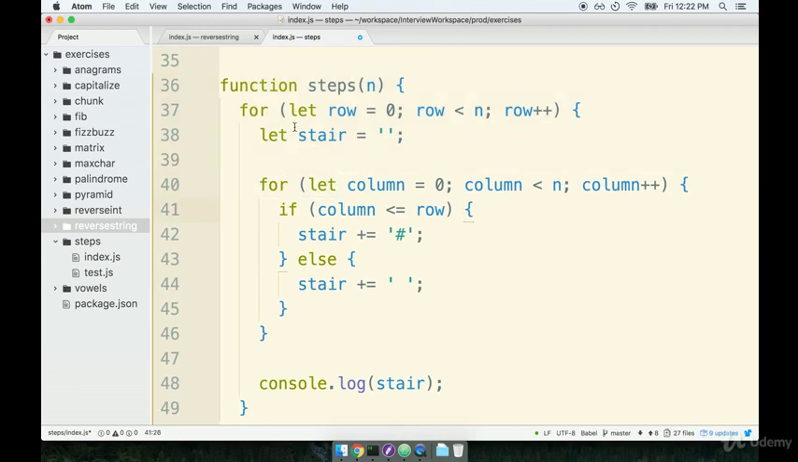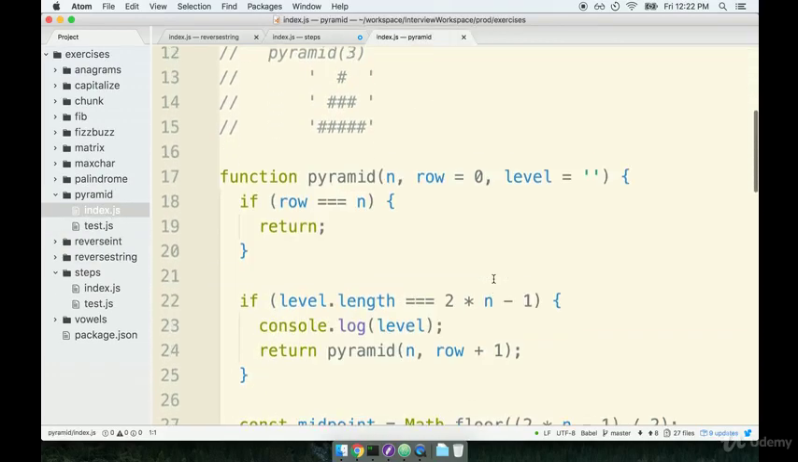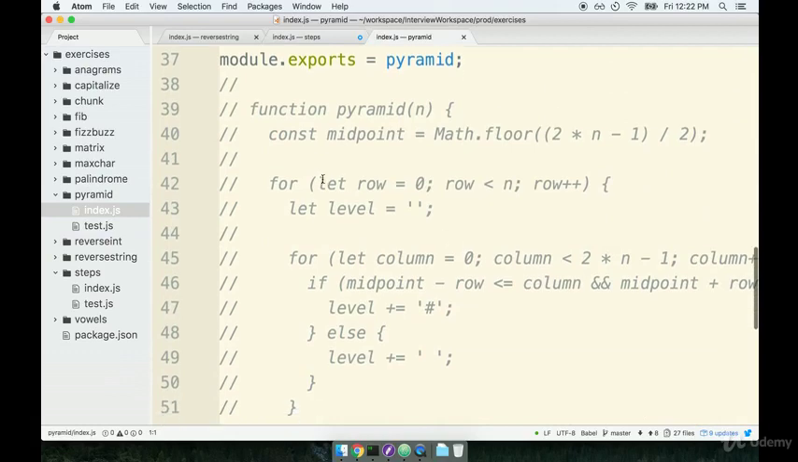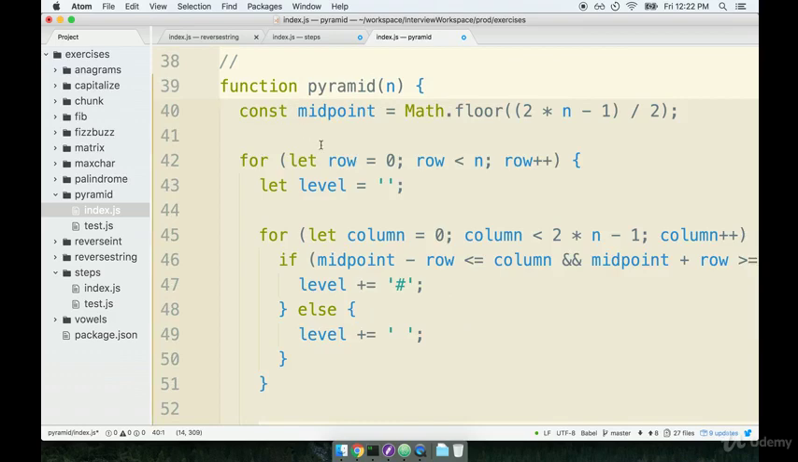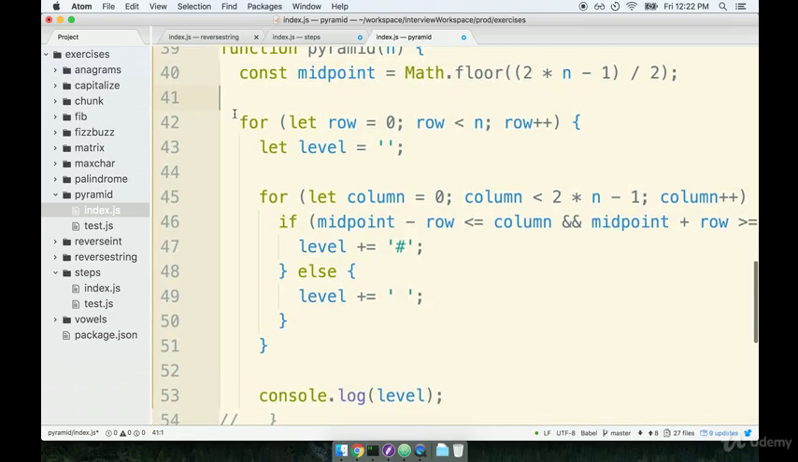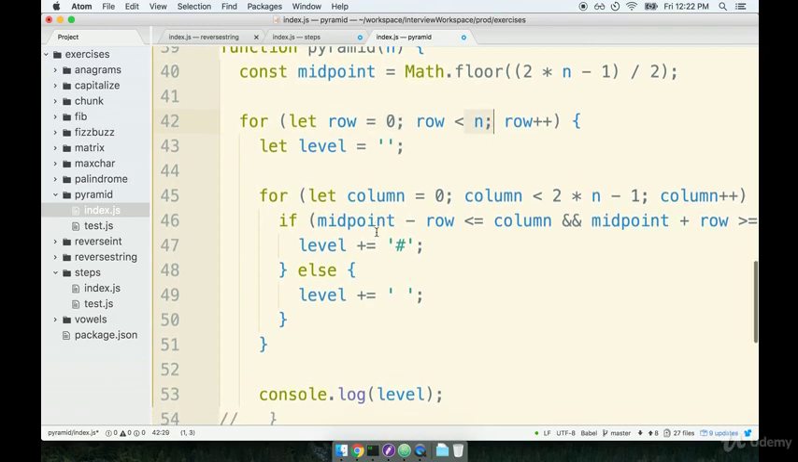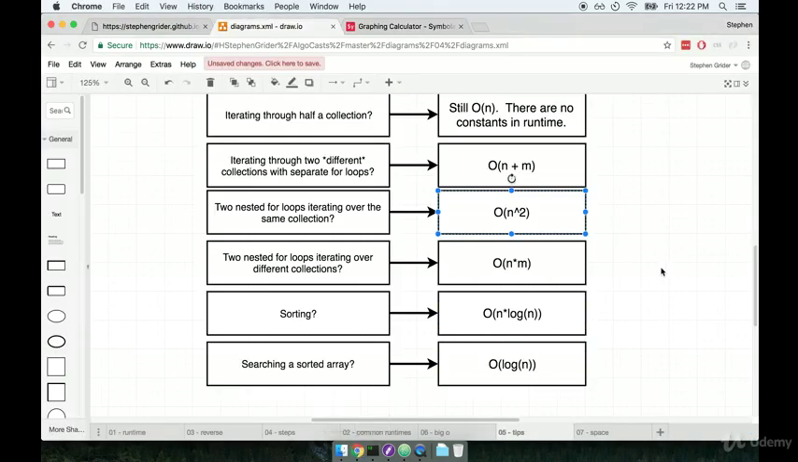Here's the steps algorithm. So we had one for loop right here and a second one nested inside of it. Another great example of this was the pyramid algorithm that we put together. So here's pyramid. Here's the iterative solution right here, and we very clearly had one for loop where we iterated from 0 to some target number, and then inside of that we had another for loop that iterated from 0 to some upper bound up here. So anytime you see these nested for loops, huge red flag, extremely likely that you might have n-squared runtime.